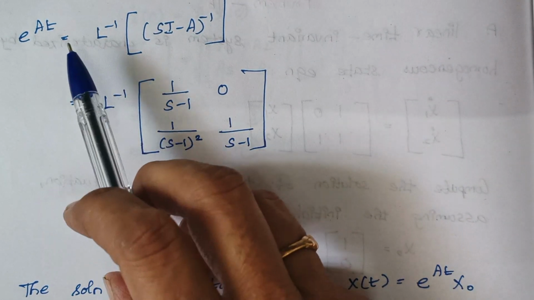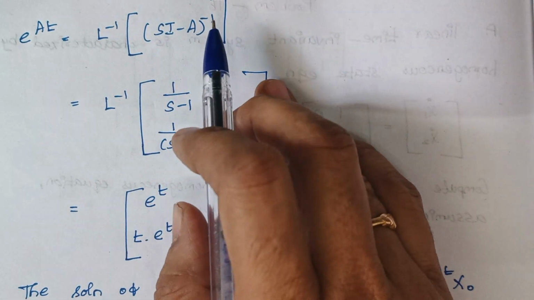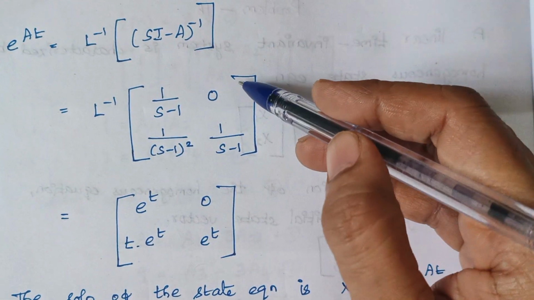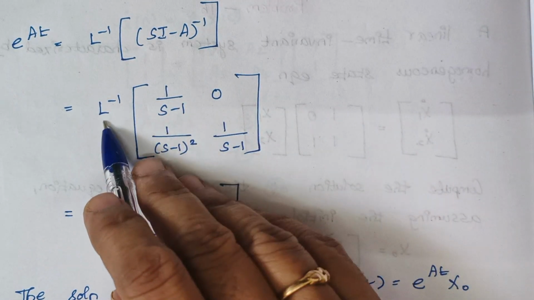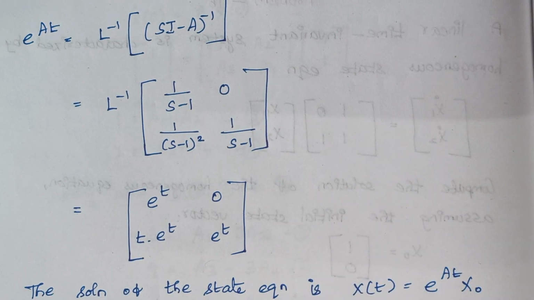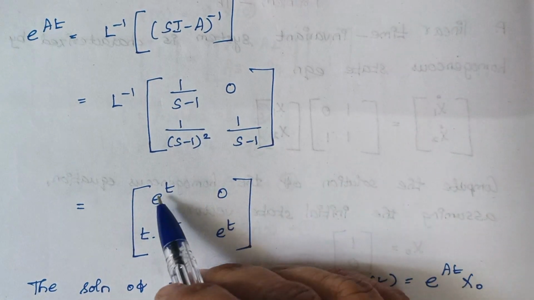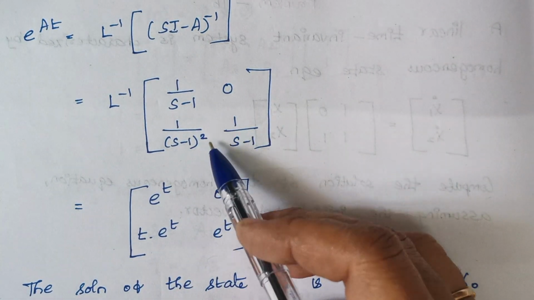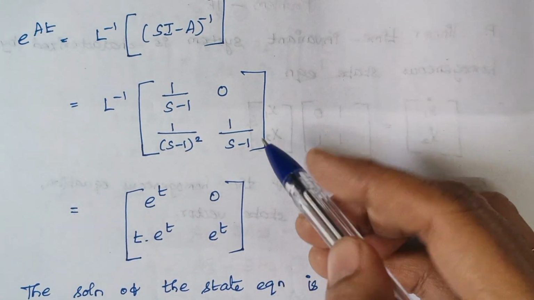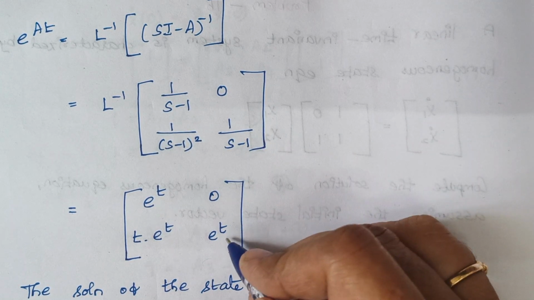So e to the power At is nothing but inverse Laplace of (sI minus A) the whole inverse, right? Just now we had calculated the value of (sI minus A) the whole inverse. So just substitute the values here, right? Take the inverse Laplace of this (sI minus A) the whole inverse. So when you apply the inverse Laplace transformation, 1 by (s minus 1) can be written as e to the power t. And similarly, 1 by (s minus 1) whole square is t into e to the power t. And here again 0 becomes 0 and 1 by (s minus 1) is e to the power t here.